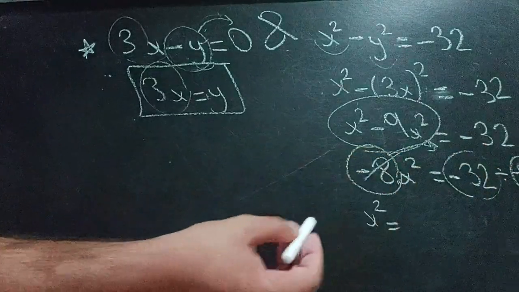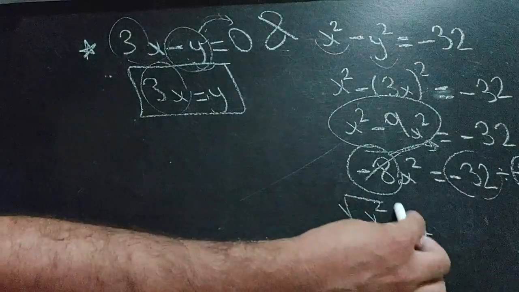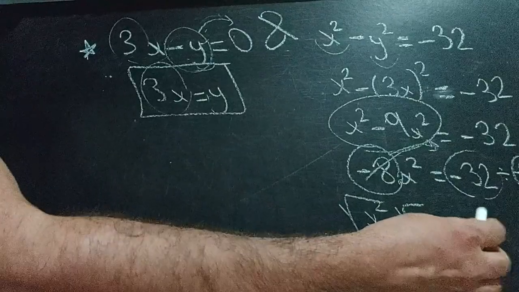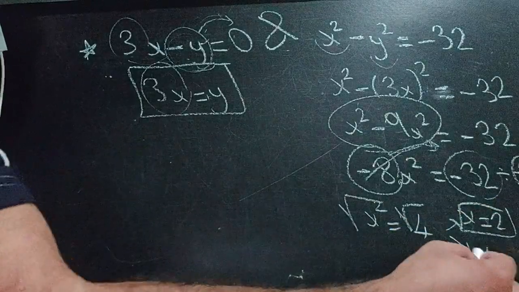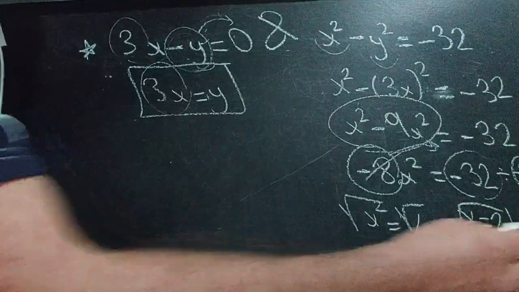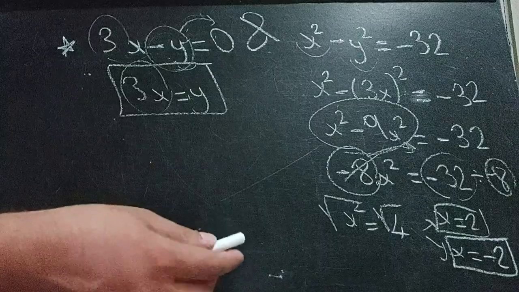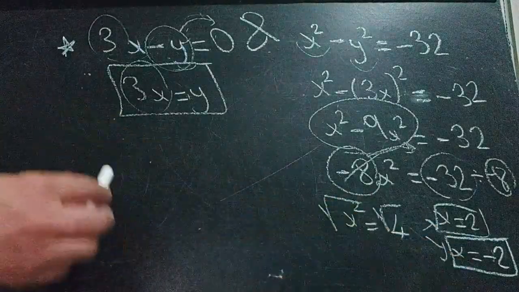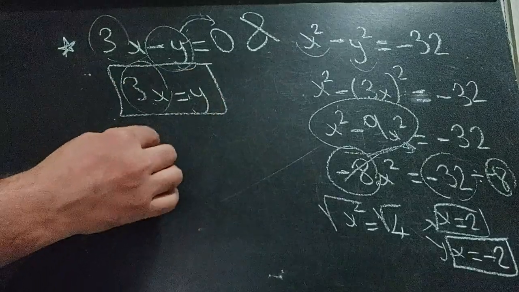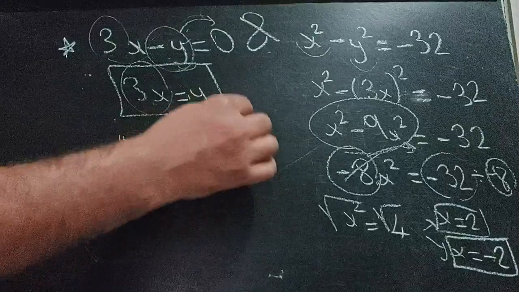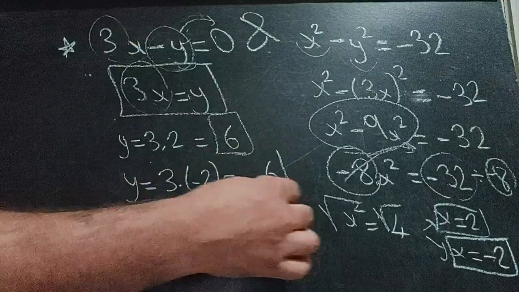Alright, so from there x² is going to be 4. Take the square root of both sides. x will have 2 and x will have negative 2. Alright, 2 and negative 2. Take 2 and negative 2 separately, put them instead of x into this equation. y equals 3 times 2, which is 6. y equals 3 times negative 2, which is negative 6.